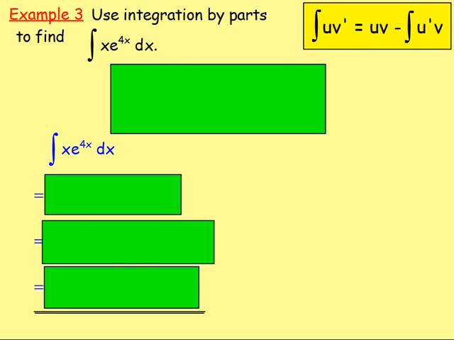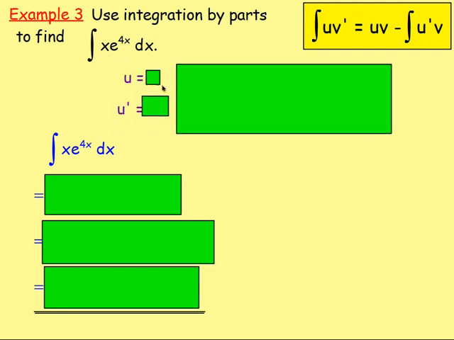Example 3, use integration by parts to find the integral of x times e to the power of 4x. Again, you're looking at it, you're thinking, it's a product, I'm multiplying them together. So what you need to do is look for one that's easy to differentiate and one that's easy to integrate. So what would you differentiate here? Perfect. I would do the same thing. So we're going to differentiate x. Nice and simple. If we differentiate x, u dash will then be 1.